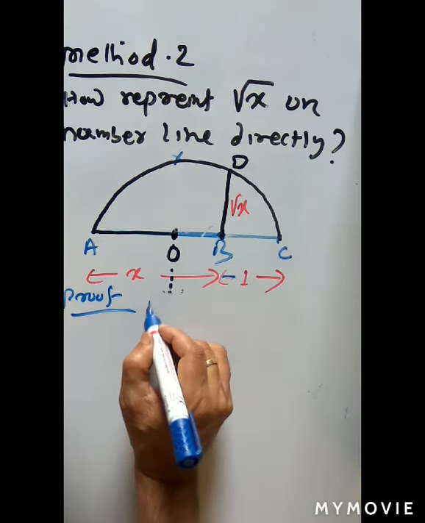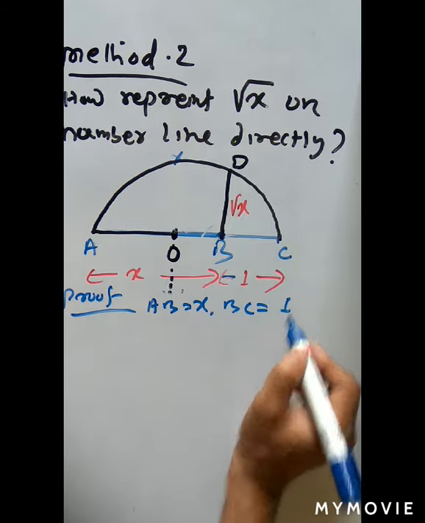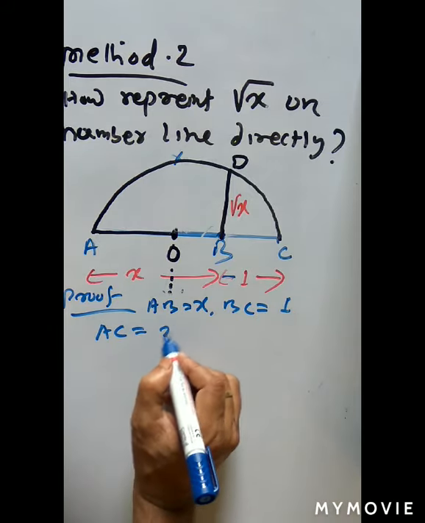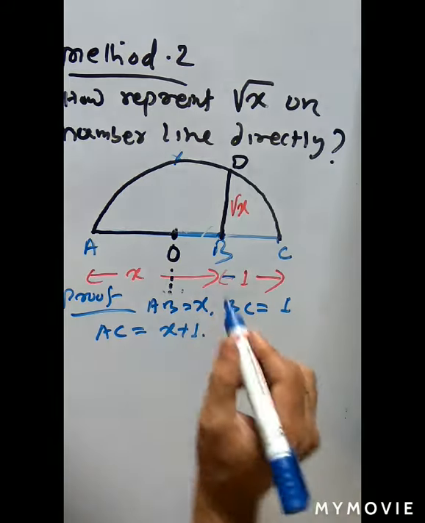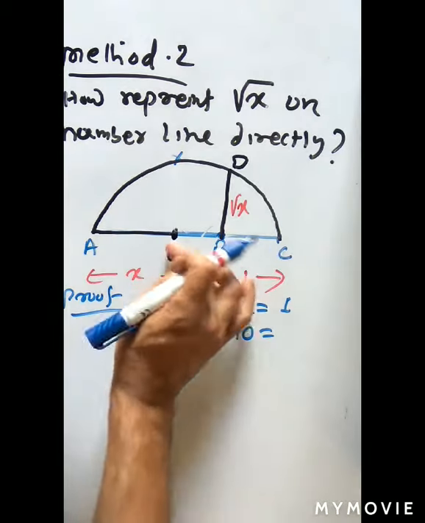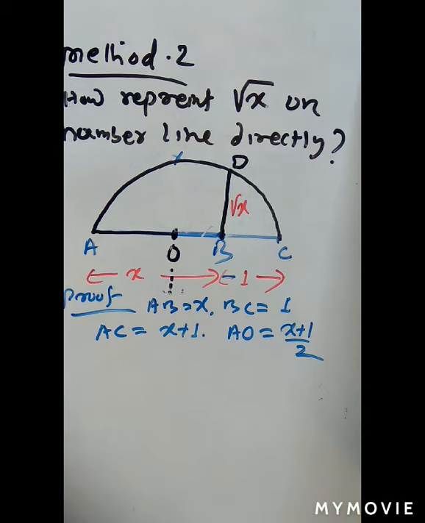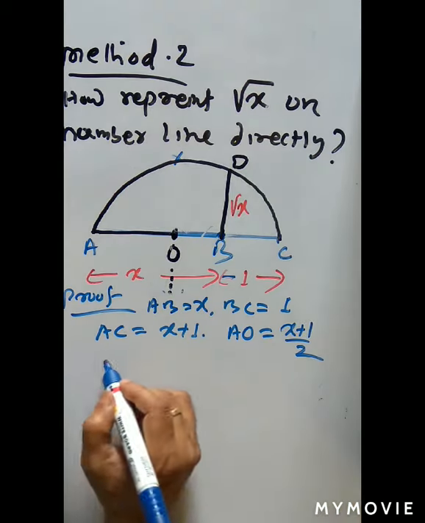What is AB? AB is equal to x. BC is equal to 1. AC is equal to x plus 1. O is the middle point. So AO is AC divided by 2, that is (x plus 1) by 2. Is it clear?